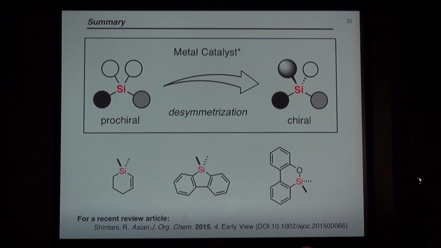And in summary, we have been developing the effective method of synthesizing silicon-stereogenic compounds through the desymmetrization of prochiral organosilanes under transition metal catalysis. And we are also now trying to investigate the properties and utilities of these newly synthesized organosilanes.